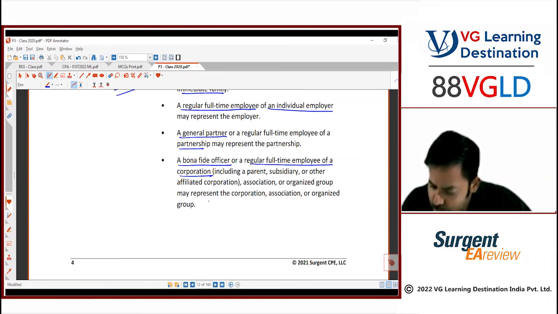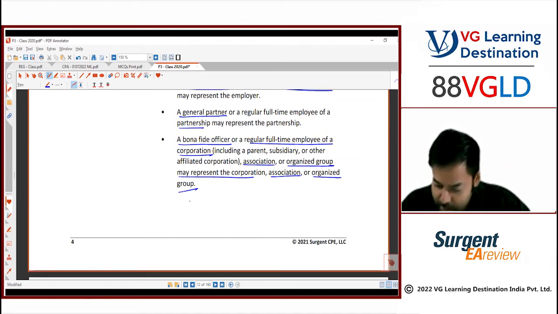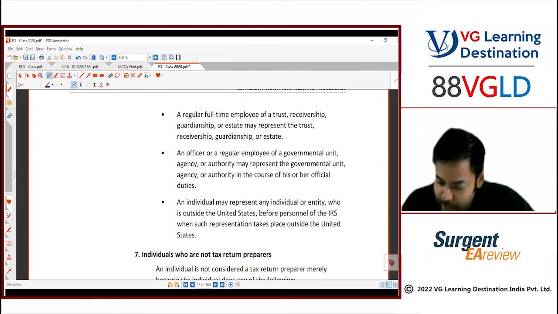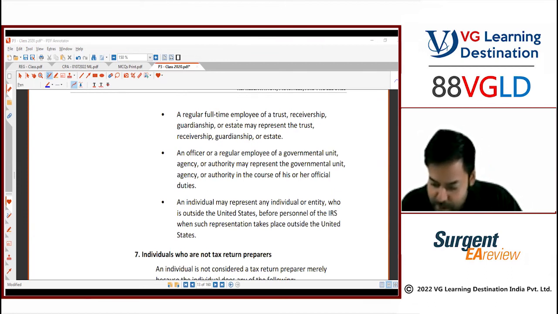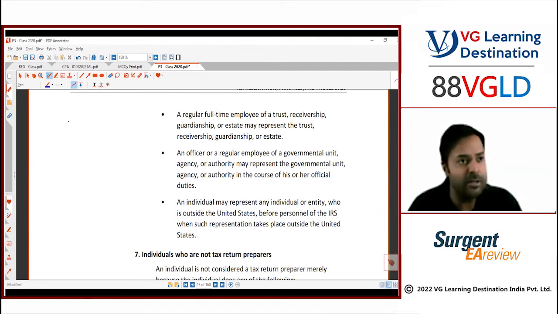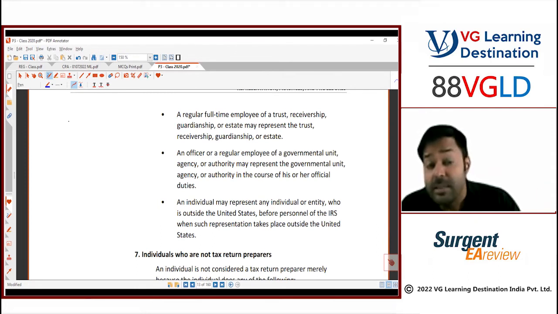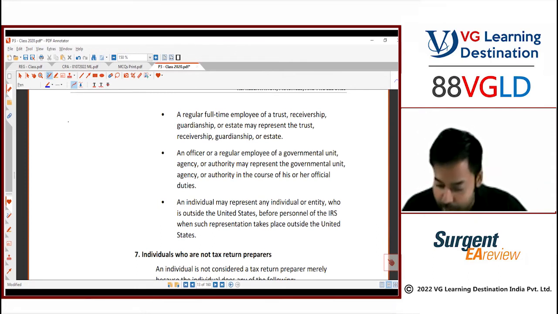The corporation, association, or organized group may be represented by a bona fide officer or regular full-time employee. A regular full-time employee of a trust, receivership, guardianship, or estate may represent the trust, receivership, guardianship, or estate. So in case we are talking about a trust, the trustee could represent. If we are talking about an estate, in that case the executor of the estate could represent in this case. An officer or regular employee of a governmental unit, agency, or authority may represent the governmental unit, agency, or authority in the course of official duties. May also represent.